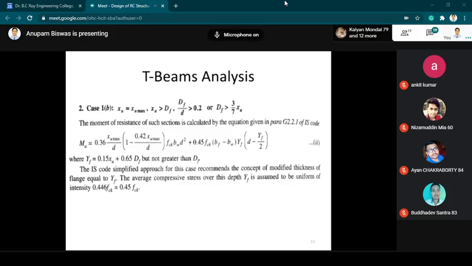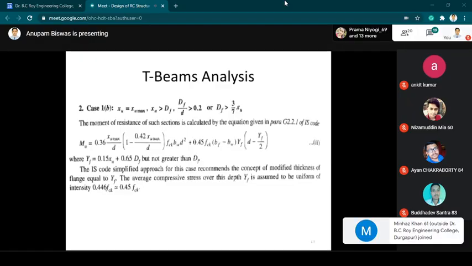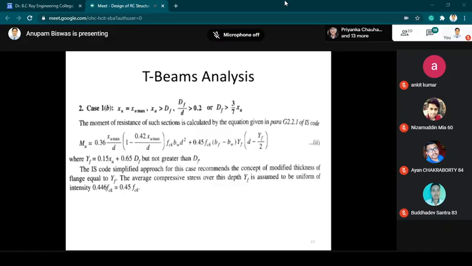For case 2, when the neutral axis is lying below the flange portion, we have divided our section into two portions, segment 1 and segment 2. Segment 1 comprises the whole web portion plus a portion of flange, a full rectangular section. Segment 2 comprises only the flange portion minus the web portion. Considering these two sections, we calculate all our compression and tension, and finally the moment of resistance.